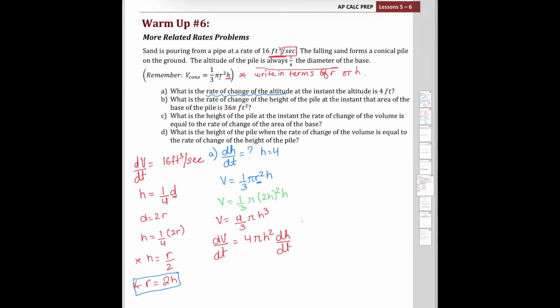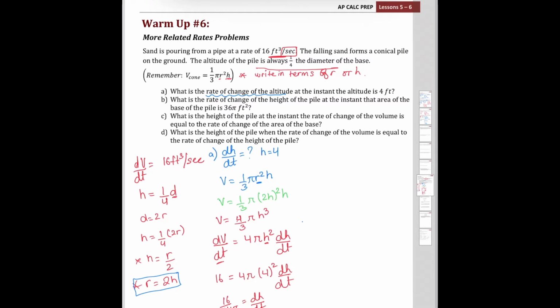I want to find dH/dt. So I already know my h, I already know my dV/dt. My dV/dt is 16, equals 4 pi, h is 4 squared, and dH/dt. So if I cross multiply, this would be what? 4 squared is 16 times 4 is 64. 16 divided by 64 pi equals dH/dt. My dH/dt would be 1/4 pi. So that's the rate of change of the altitude.